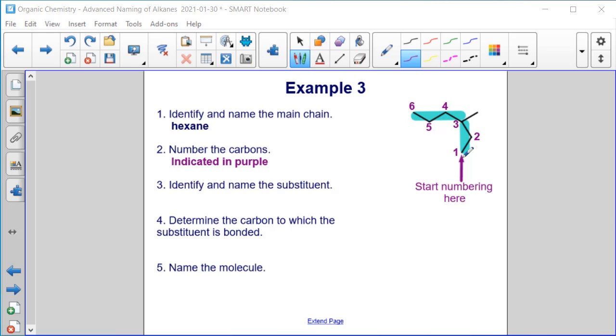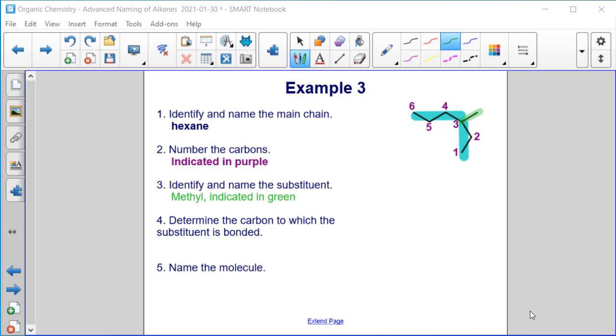So now we need to identify and name the substituent. So we can see there's a carbon coming off of here, and there's only one. And so we know that there's one carbon here, CH3, and that is a methyl group. So I've highlighted here in green that single carbon that's branching off of our main chain. And as I wrote on the previous slide, that's a methyl group.